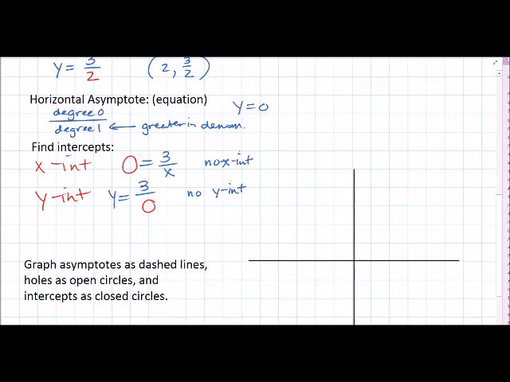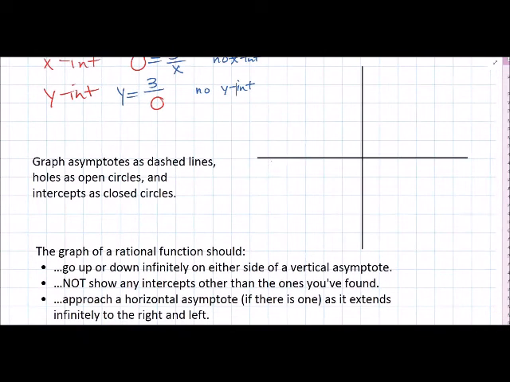So now I'm going to graph all the information that I found. I found that we have vertical and horizontal asymptotes at x equals 0 and y equals 0. So that's going to appear as a dashed line. y equals 0 is the x-axis. So I'm just making it a little bit above the x-axis so I can still see that it's there. And then same with my vertical asymptote at x equals 0. That is the y-axis. So I'm just going to make it a little bit off of the axis so I can see it. And then I'm supposed to have a hole in the graph at 2 comma 3 halves. So that's approximately here. And notice I graphed that as an open circle.